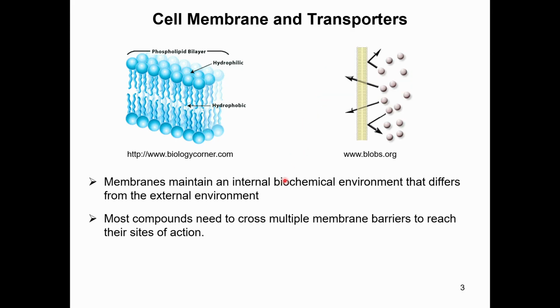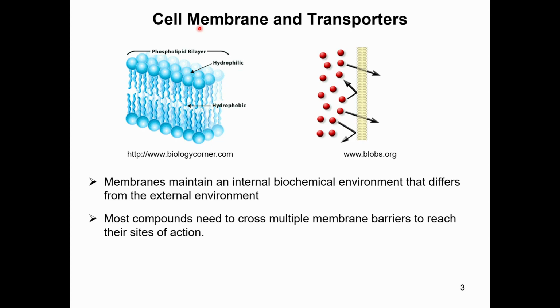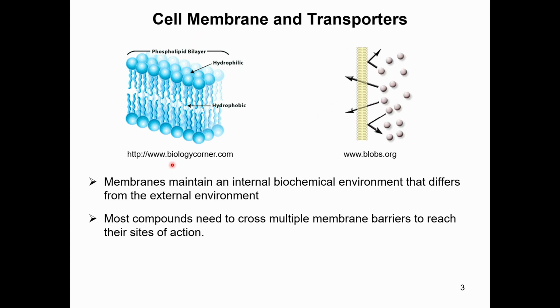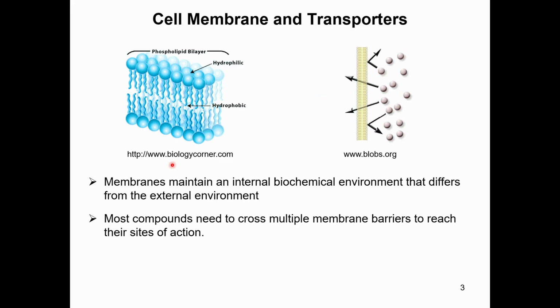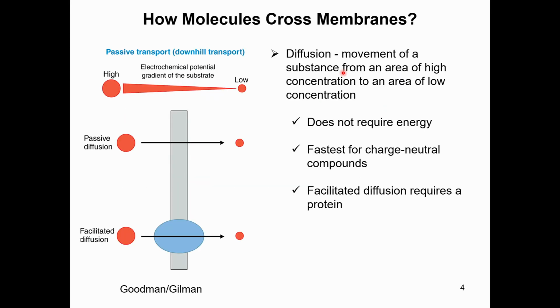So membranes make the biochemistry within the cell very different from the extracellular space. And many compounds actually have to cross multiple membranes in order to reach their targets. There's the plasma membrane around the cell, but there are membranes around mitochondria, around the nucleus. There are a lot of vacuoles within the cell. They're also surrounded by membranes. So membrane transport is really important for transport across membranes, and it's important for drugs as well.